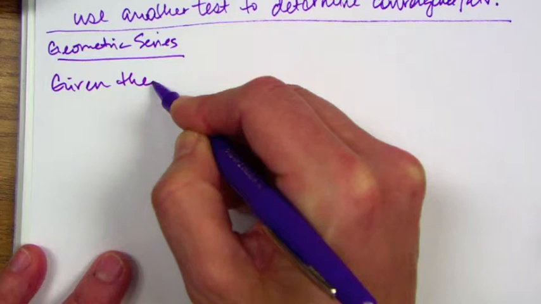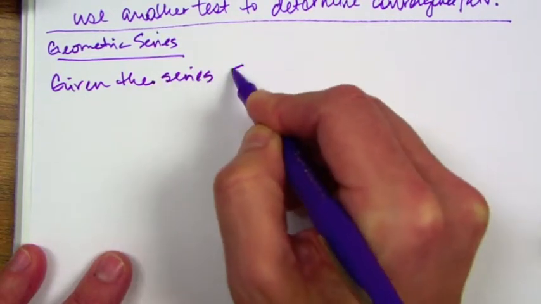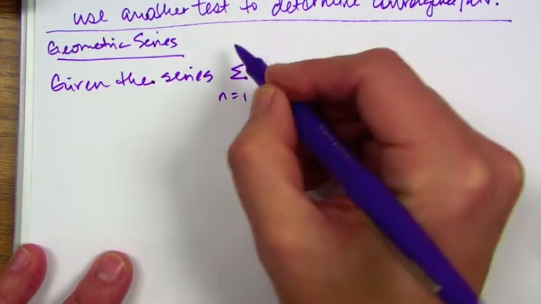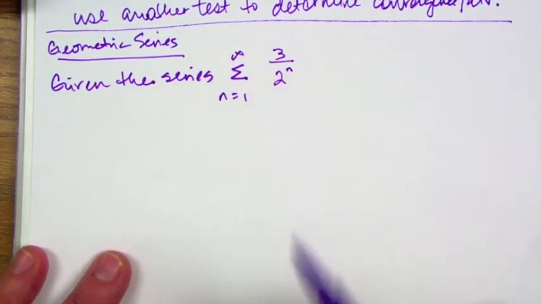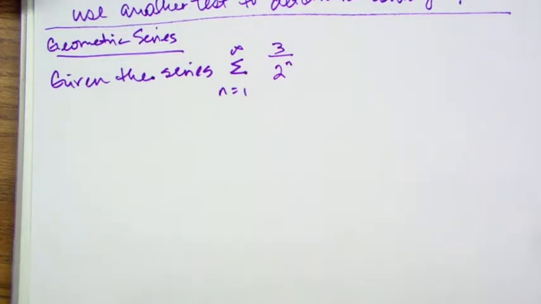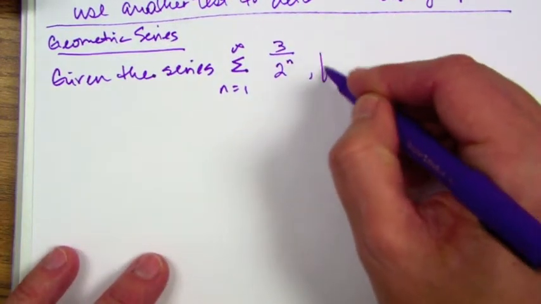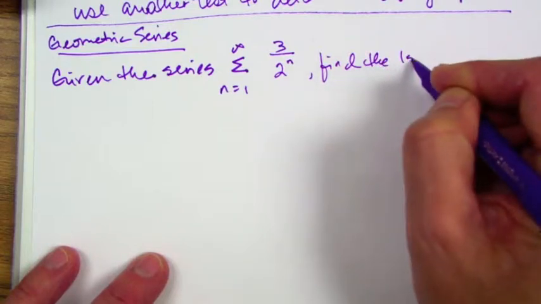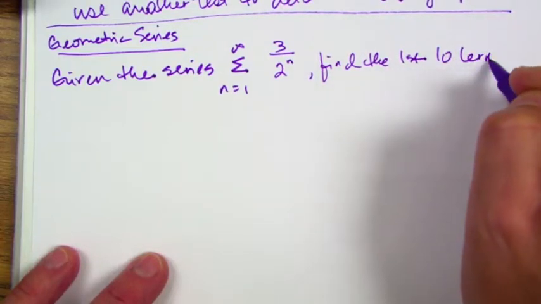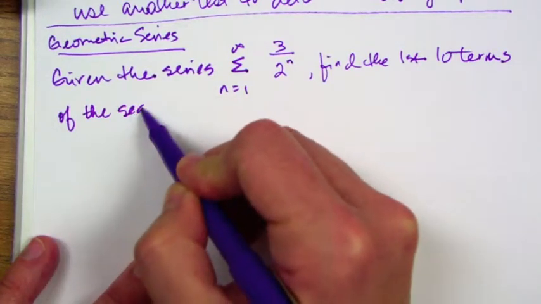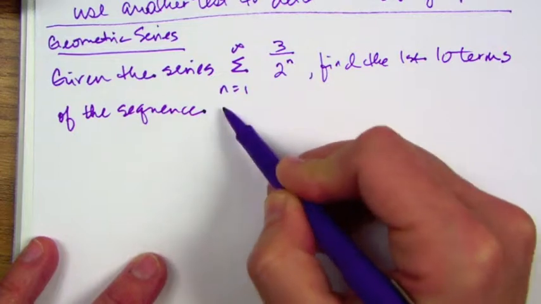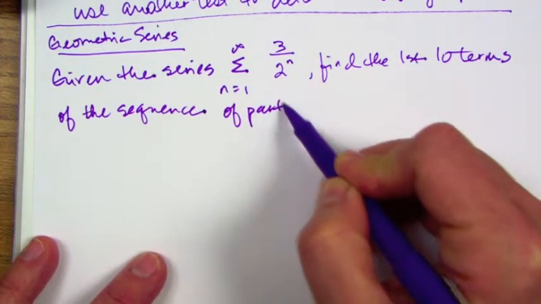Okay, so given the series, the sum from n equals 1 to infinity of 3 over 2 to the n power. Find the first 10 terms of the sequence of partial sums.